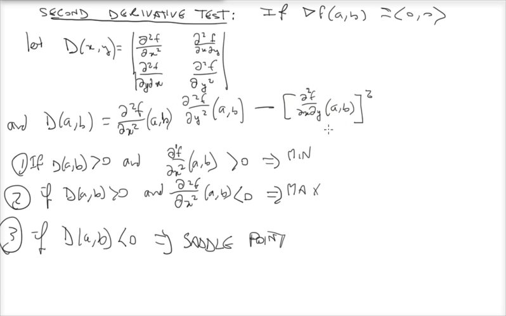And then we figure out what D is equal to at that point, and if it's greater than 0, and if the second partial derivative of f with respect to x is greater than 0, we say that there's a minimum at (a, b). And if D at that point is greater than 0, and the second partial derivative with respect to x at (a, b) is less than 0, then we say that there's a maximum at (a, b). And if D at (a, b) is less than 0, then we say that there's a saddle point at (a, b). So that's our second derivative test.